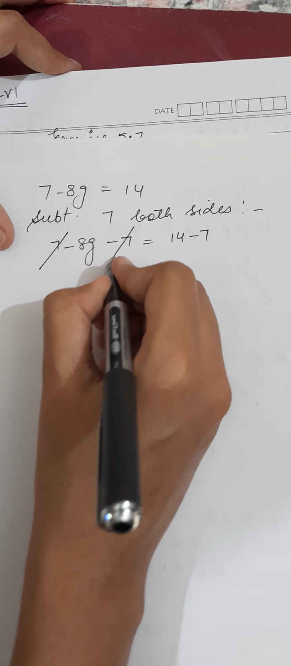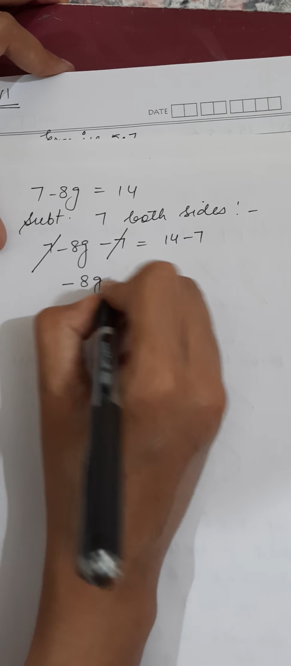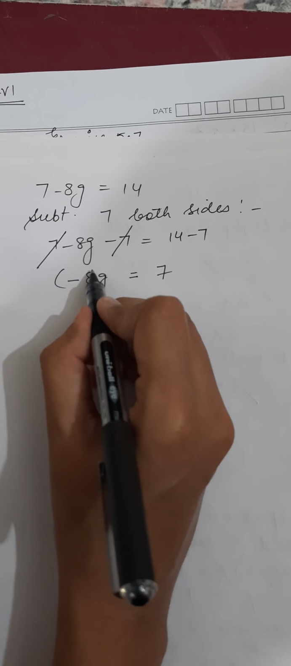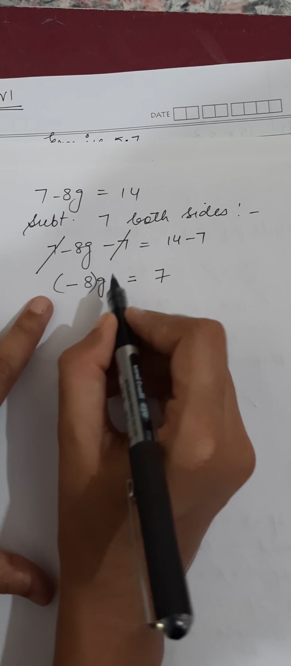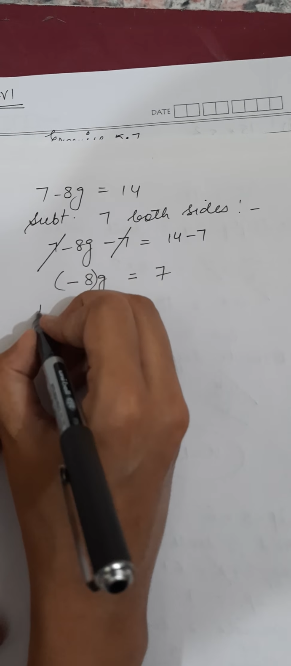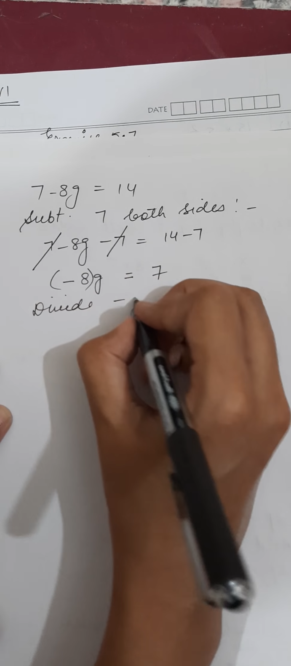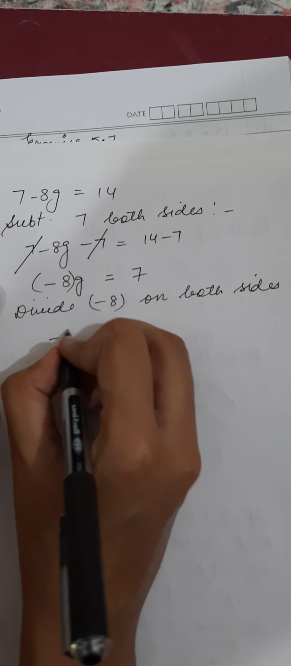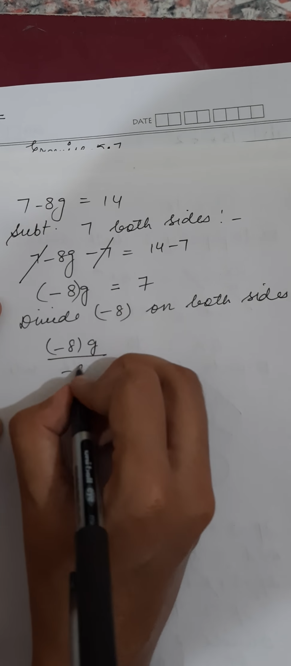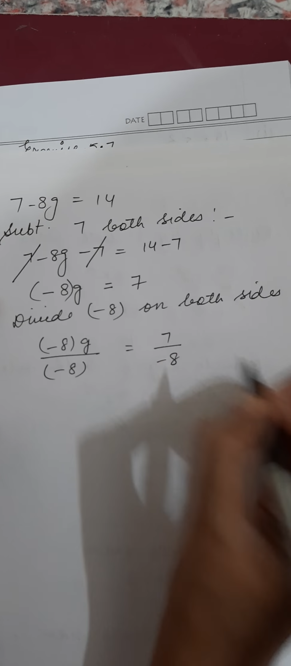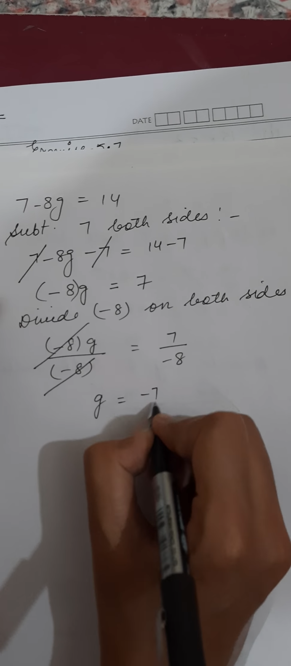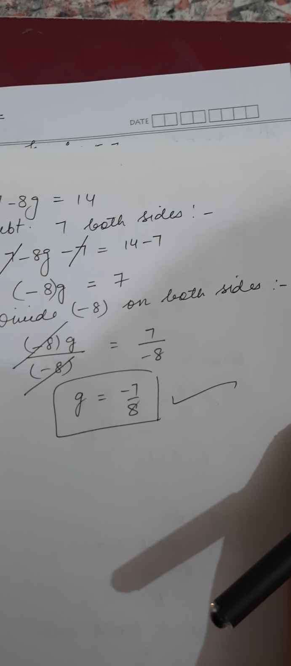Plus 7 minus 7 cancelled. Minus 8g is equal to 7. Now this minus 8 is in multiply with g. I want g only, so divide minus 8 on both sides, because minus 8 is in multiply. So this will become minus 8g upon minus 8 equals 7 upon minus 8. Minus 8 and minus 8 cancelled. So the answer of g will be minus 7 upon 8. So this was your 12th part.